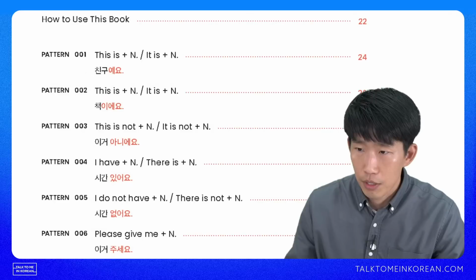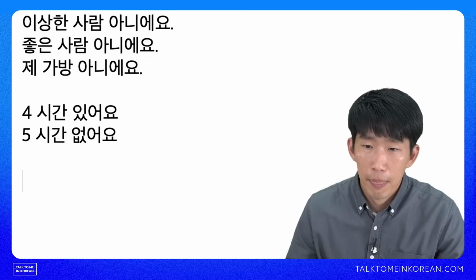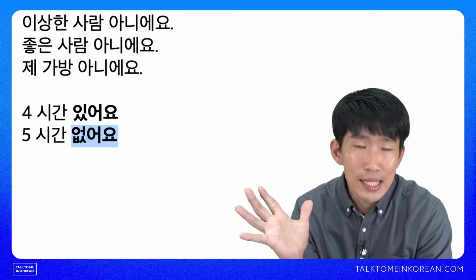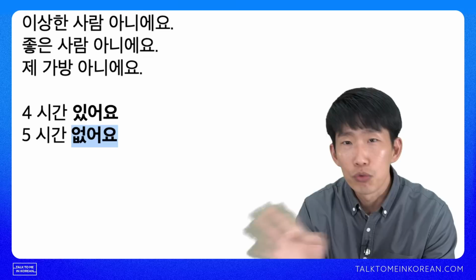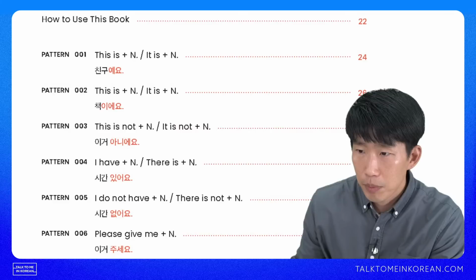You have 시간 있어요, 시간 없어요 over here. Number four, 있어요, 없어요. You see in the book things that you have: 시간 있어요, 돈 있어요, 질문 있어요, I have a question, 고민 있어요, I have a concern. Then you can turn everything into the opposite side, like 시간 없어요, 돈 없어요, 문제 없어요, I have no problems, 친구 없어요, I have no friends, okay? So, let's pick up the pace a little bit.